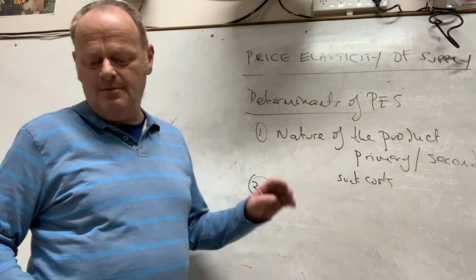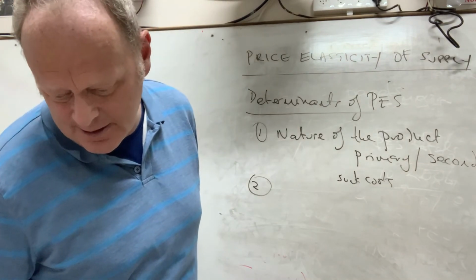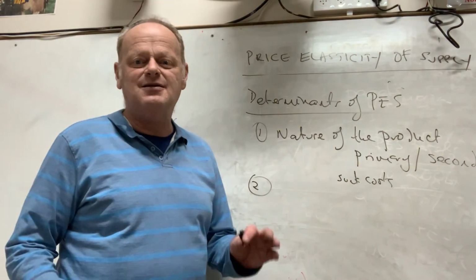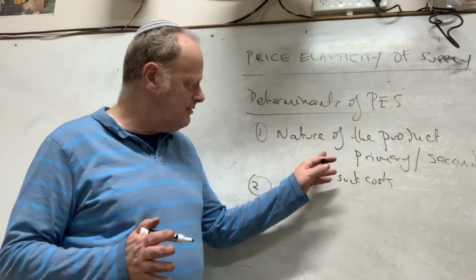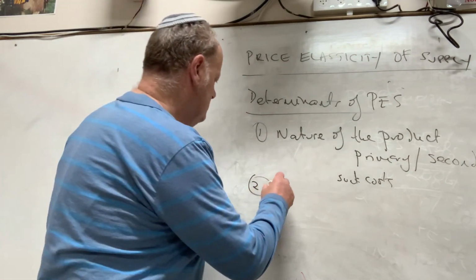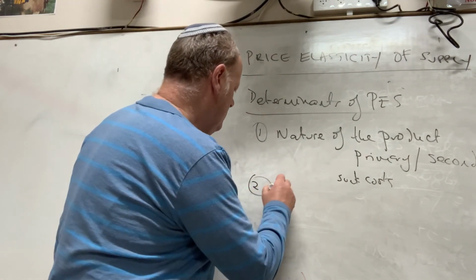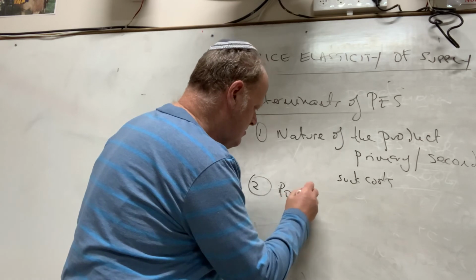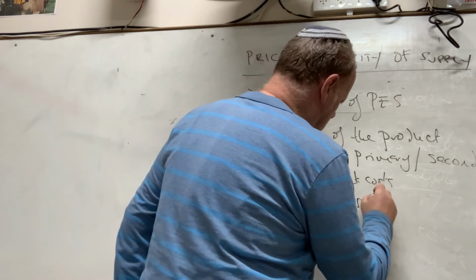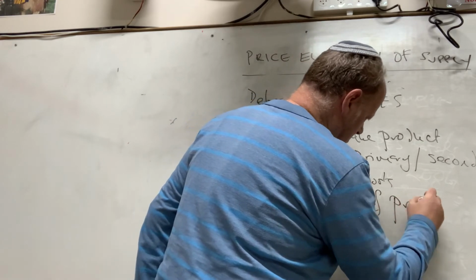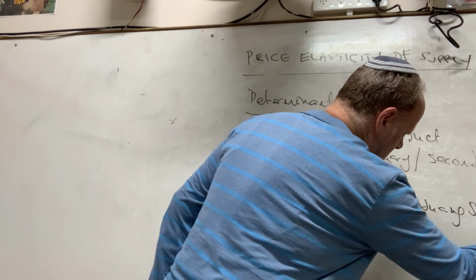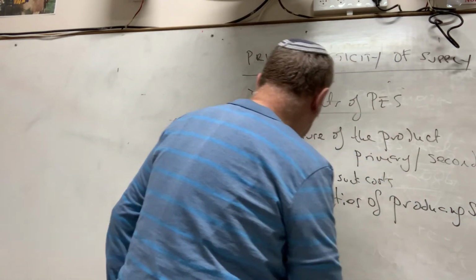That's one determinant. Your second determinant is whether you can produce substitutes. So put that again: the possibilities of producing substitute products.